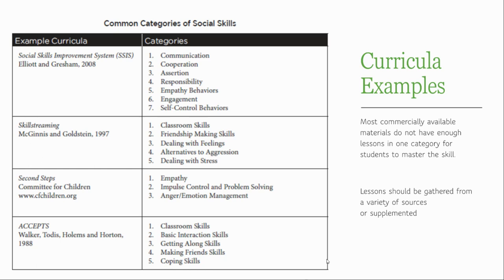Most commercially available curricula materials don't have enough lessons in one category for students to master the skill. There's not enough instruction or lessons to help move those students through those phases of learning. So for generalization and maintenance, the tier two team is going to have to gather a variety of lessons from a variety of sources that they can pull from.